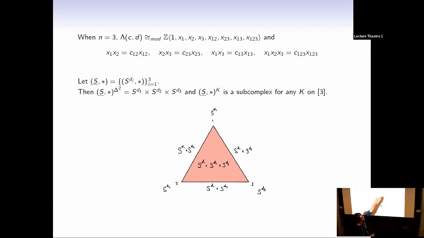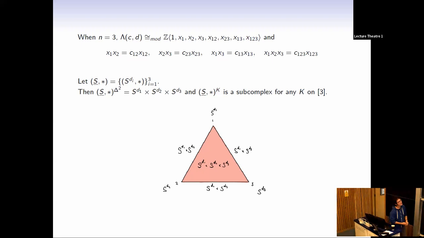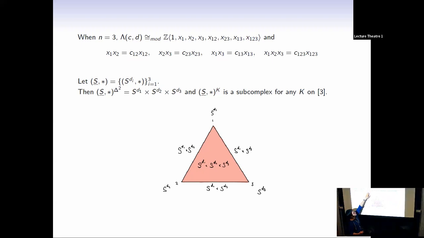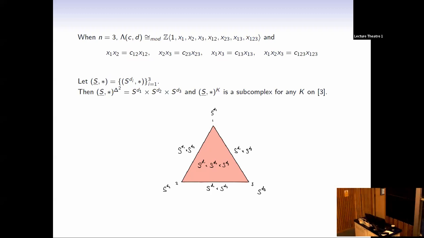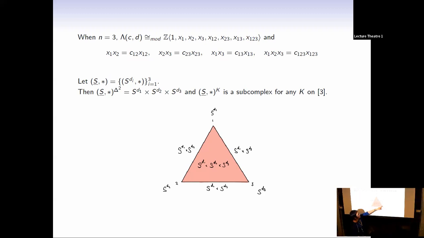Now if we let (S, point) be a sequence of pairs of spheres and points, then we know that we can write the triple product of spheres SD1 times SD2 times SD3 as the polyhedral product (S, point) upper delta square. And if you take K to be any simplicial complex on these 3 points, then (S, point) upper K will describe a subcomplex in this triple product. So for example, when K equals just the vertex 1, then this is just SD1. If K is the edge 1,3, then this will give you SD1 times SD3. And if K is just the boundary of this triangle, this will give you the fat wedge, okay?